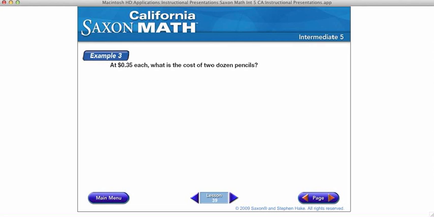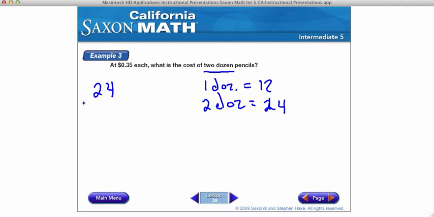Okay, money problem. At 35 cents each, what is the cost of 2 dozen pencils? Well, 2 dozen is the same as 24 pencils because 1 dozen equals 12. So if 1 dozen equals 12, 2 dozen equals 24. So 24 pencils times 35 cents each.